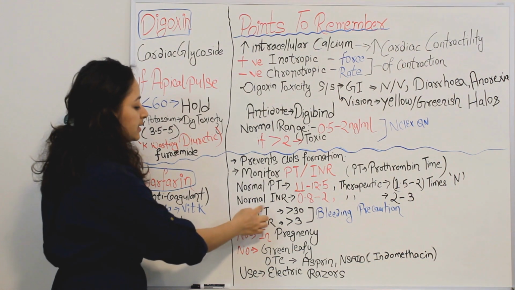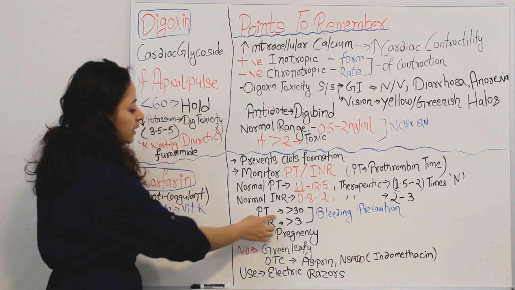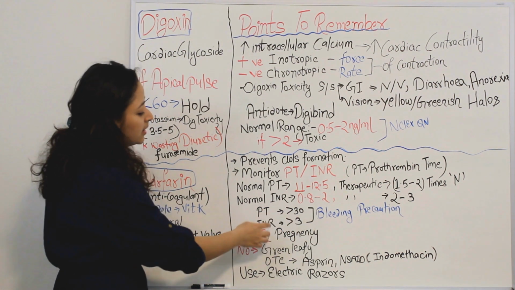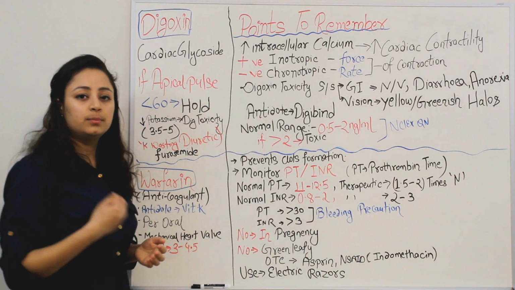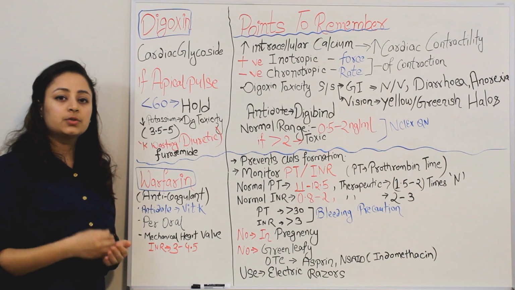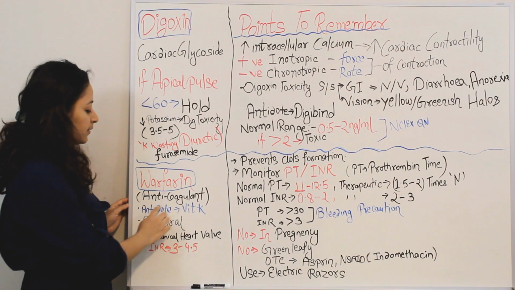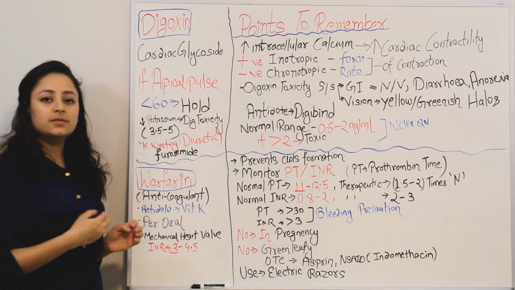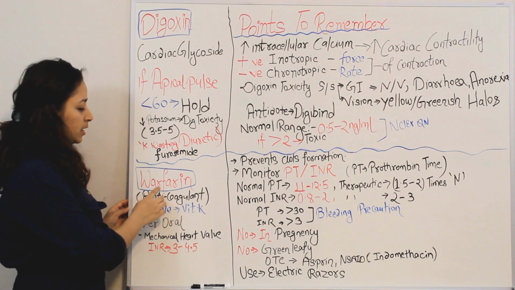When the prothrombin time is greater than 30 seconds and INR is greater than 3, so this is easy to remember, right? Greater than 30 and greater than 3, we have to take bleeding precautions because there is increased risk for bleeding. And the antidote for warfarin is vitamin K, which means vitamin K can reverse the effect of warfarin, and it is given orally.